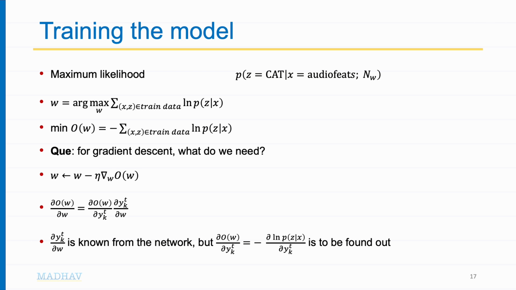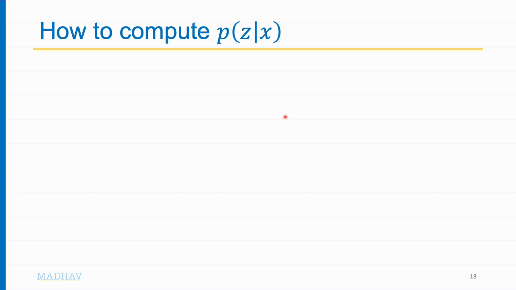Here lies the whole focus. How to compute, first of all, P of Z given X? We want to compute P of Z given X in a form which is easy to differentiate with respect to W, or with respect to Y_k^t, the model output. I want to find this quantity in a form such that it is easy to differentiate with respect to Y_k^t, the model output.